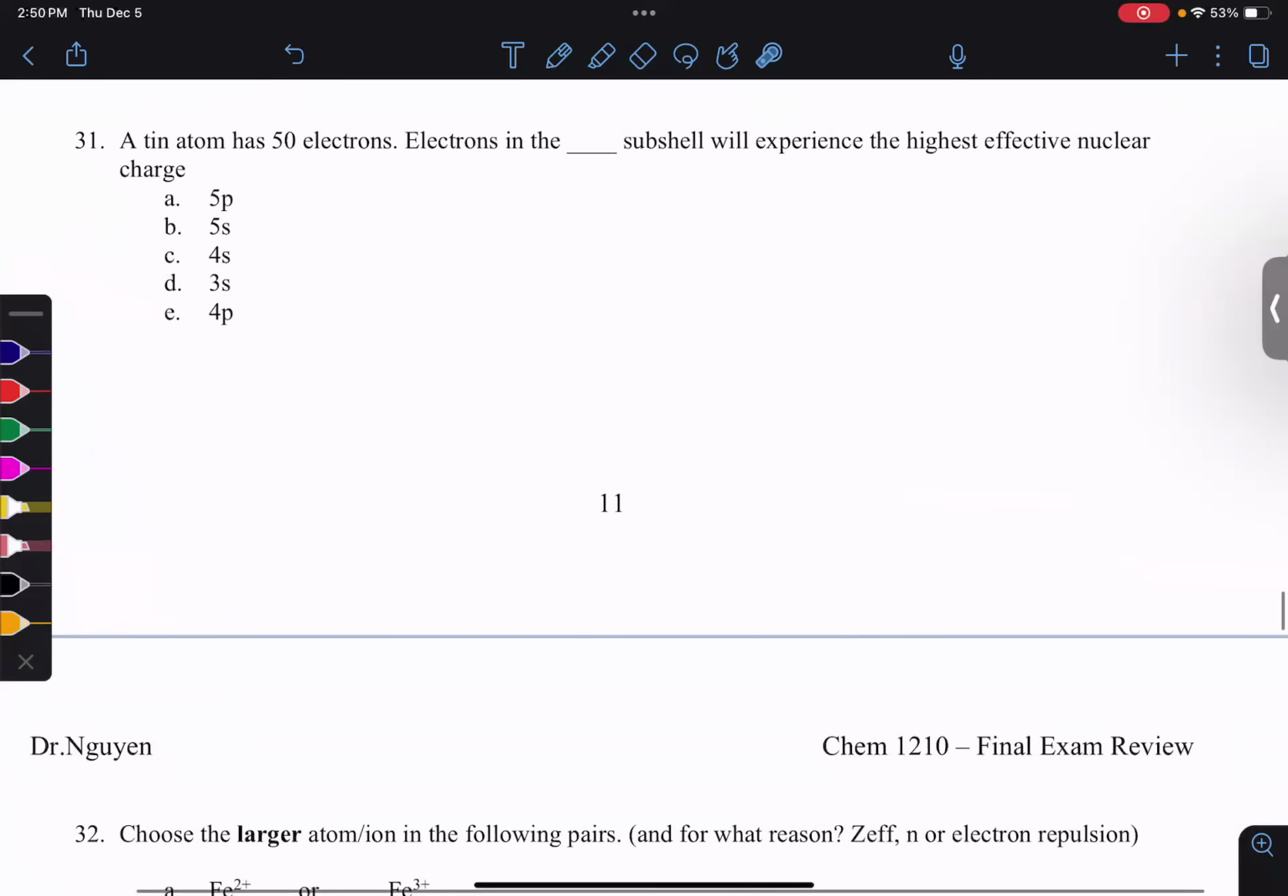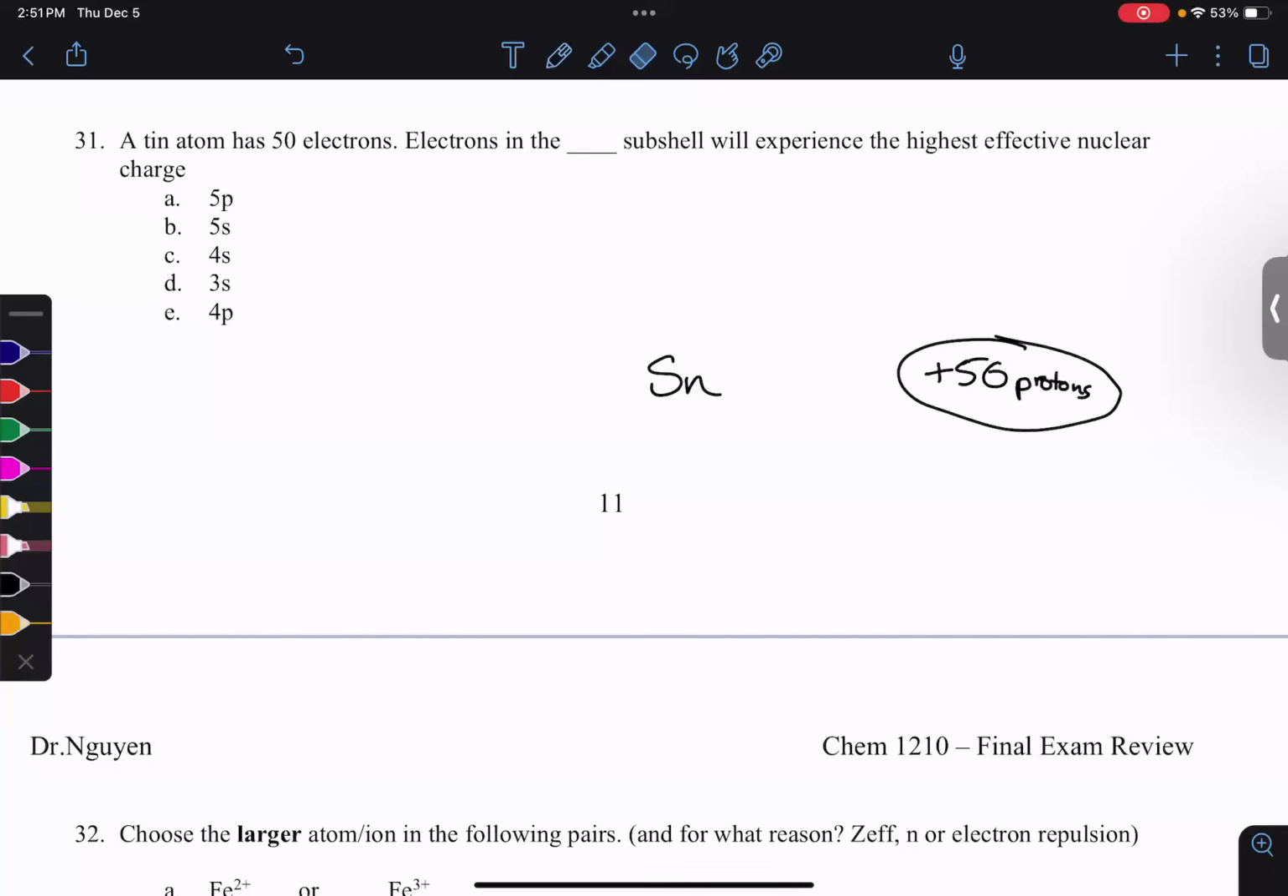All right, a tin atom has 50 electrons. Electrons in the what subshell experience the highest effective nuclear charge? So here is my analogy. Okay, so tin has 50 protons in the center, all right? So plus 50, that's its nucleus, all right?